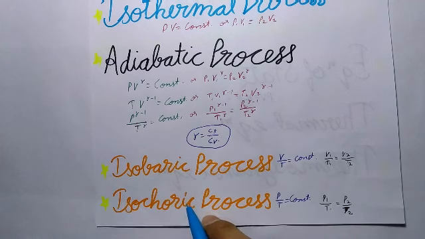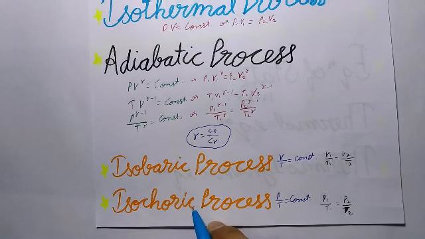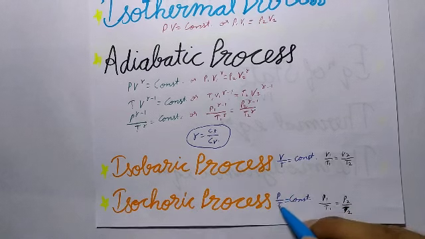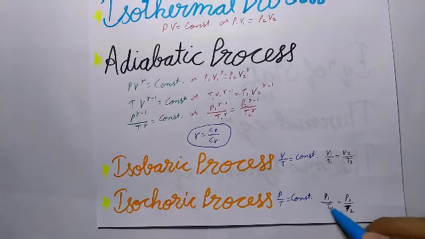Now next is isochoric process. A process in which the volume remains constant is called the isochoric process. For such a process, P upon T equals a constant, or P1 upon T1 equals P2 upon T2.